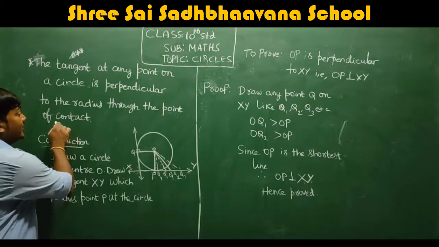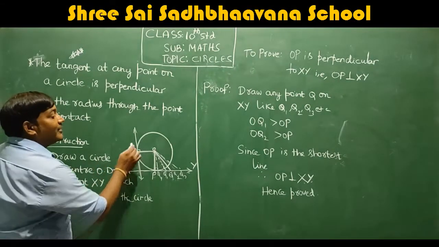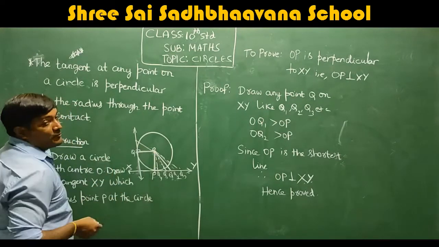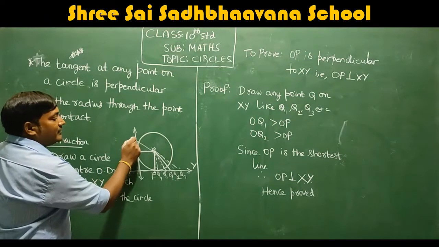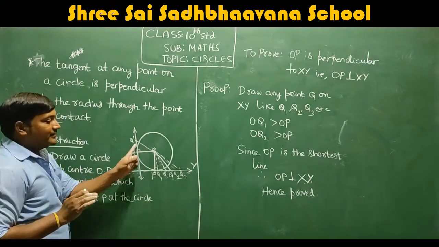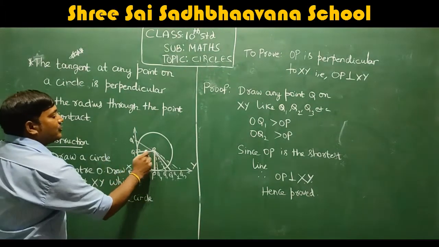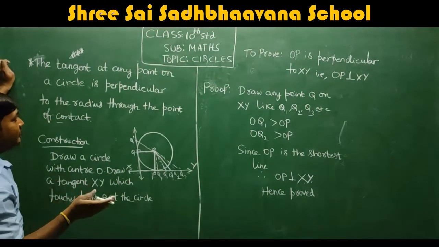So, a very important thing: through the point of contact. Only through the point of contact is it perpendicular, not any point which is not a point of contact. See, this is not a point of contact. So if you draw one line here and take it as Q dash, and if you draw this line, that is not perpendicular, the tangent and this line are not perpendicular. Only this happens when you draw a line through the point of contact.